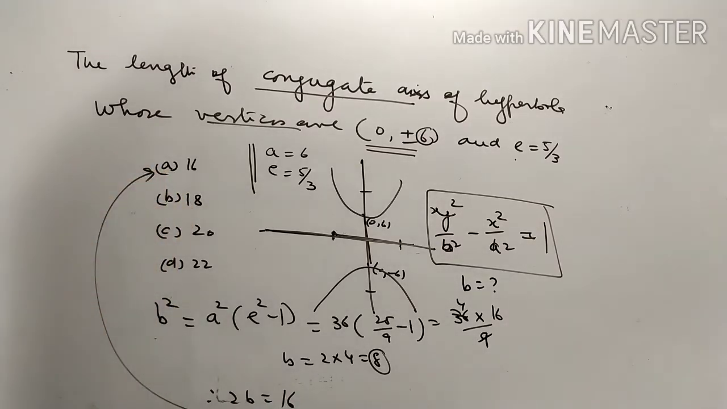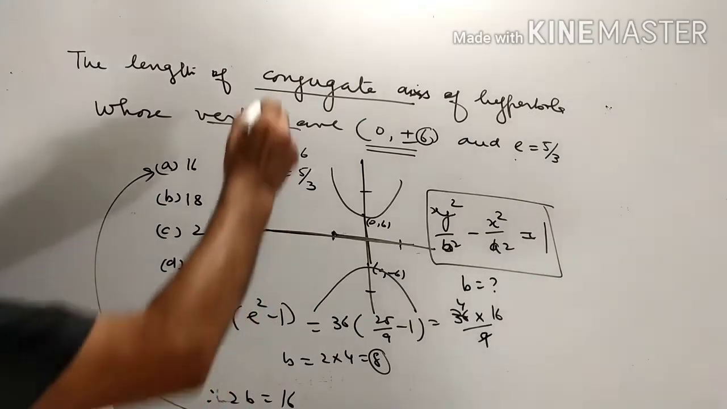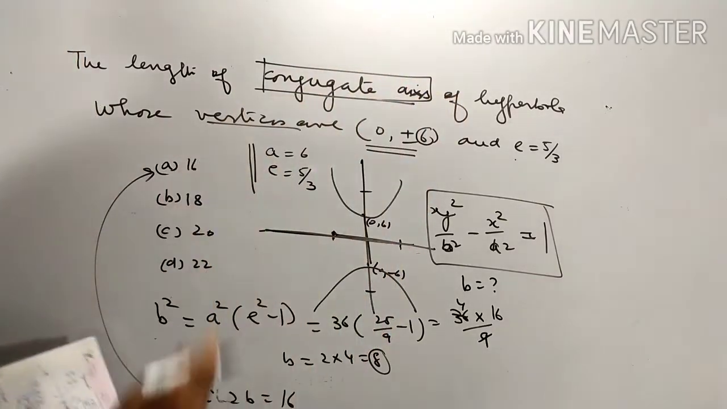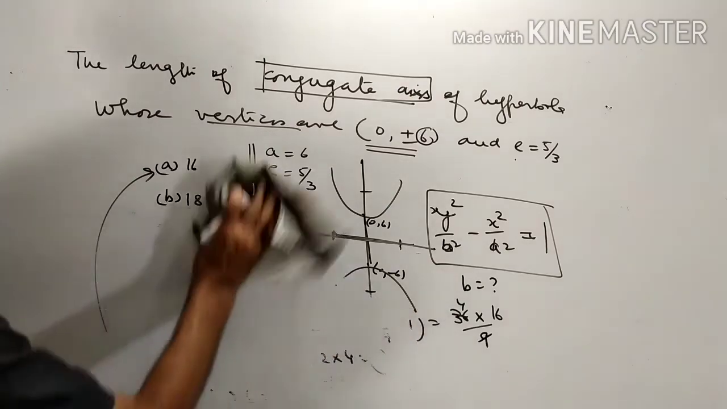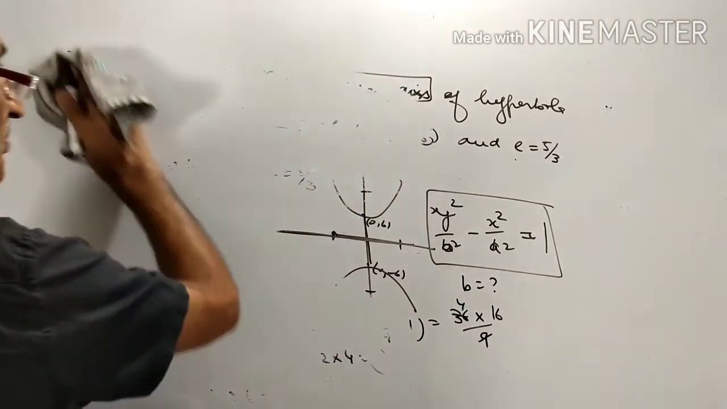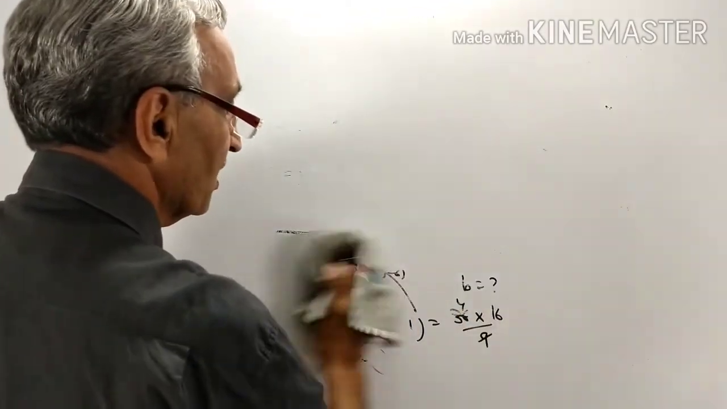Here, he wants to ask the length of the conjugate axis. That means the 2b he wants to ask. And how do we find the relationship? The 2b is the answer. b square is equal to a square into e square minus 1. That's here.